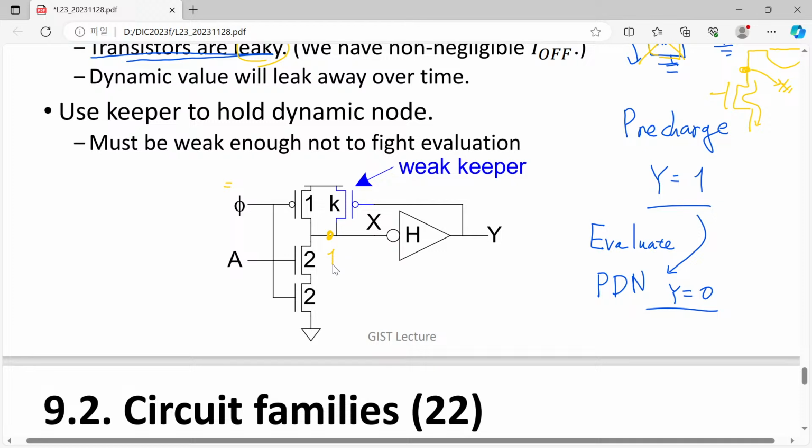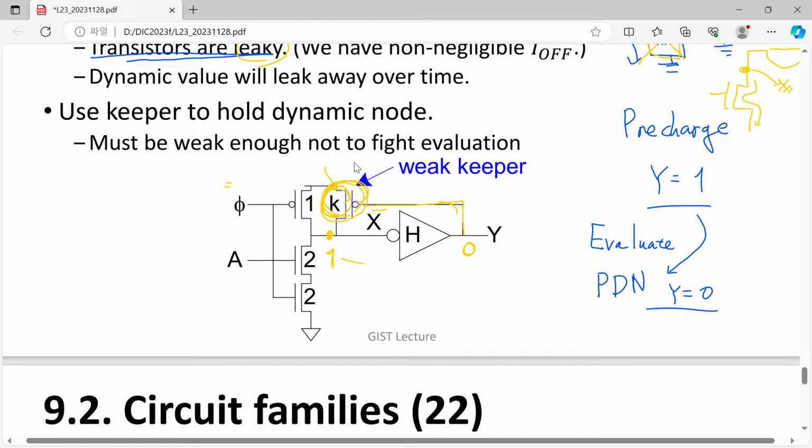Say that this is 1, then if we have this notation, then what will happen? Here we have Y value equal to 0. Then if this is 0, then this 0 is fed back to our weak transistor. Please note that this transistor is quite weak, and this weak transistor is turned on. So if our signal is just slightly diminishing, then this one will be just recharged by our keeper PMOS.